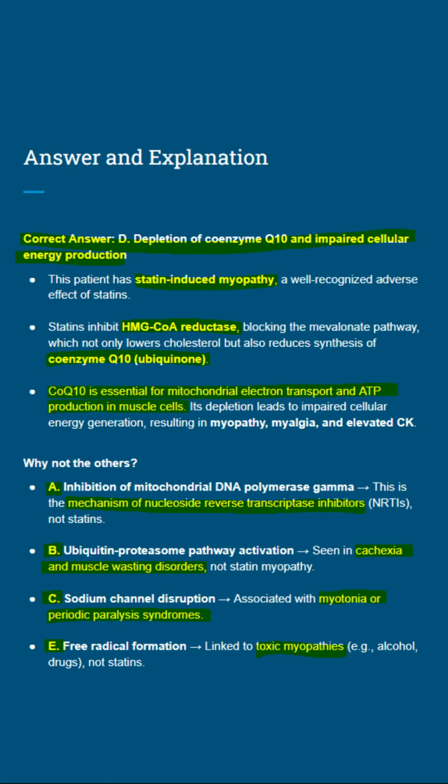Now, let's rule out the other options. Inhibition of mitochondrial DNA polymerase gamma is the mechanism of nucleoside reverse transcriptase inhibitors. Ubiquitin-proteasome pathway activation occurs in muscle wasting conditions such as cachexia, not with statins. Sodium channel dysfunction is seen in periodic paralysis syndrome, while free radical damage can cause toxic myopathies, but it's not the mechanism of statin myopathy. So the best explanation is coenzyme Q10 depletion and impaired energy production.